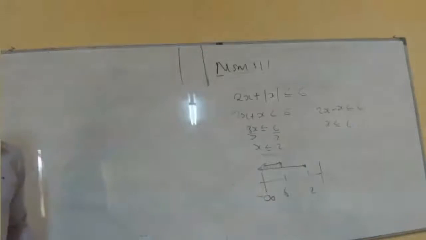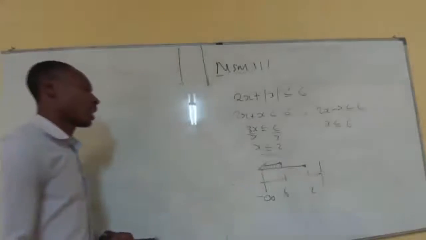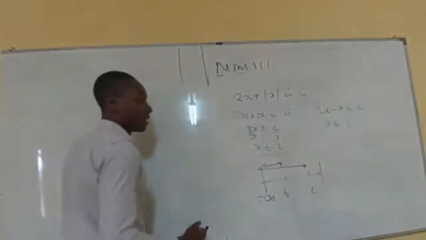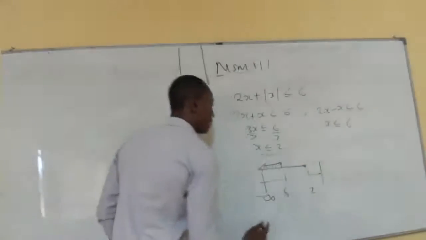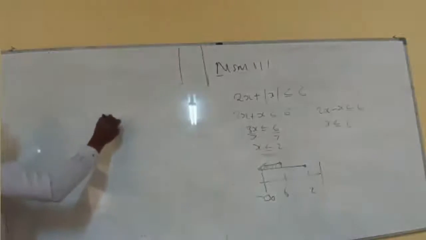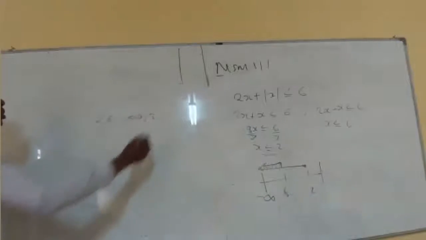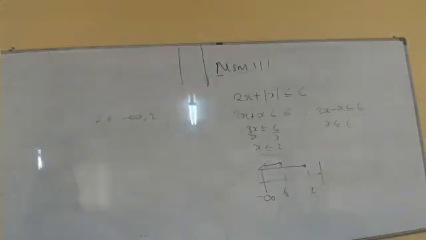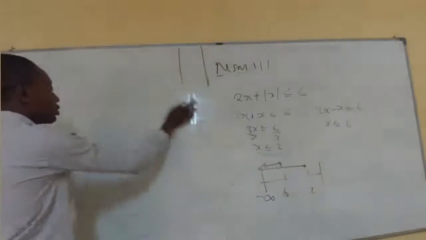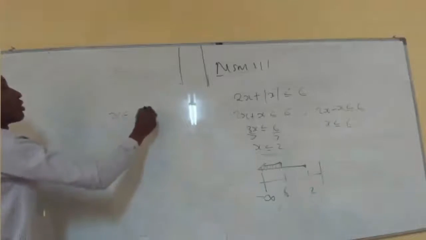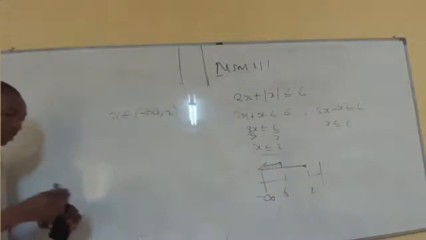So meaning what's the final answer? The final answer for x, since they're both going in the same direction, is x is actually a member of the interval negative infinity up to 2. So that is your final answer. x is a member of the interval negative infinity up to 2. Okay, next question.